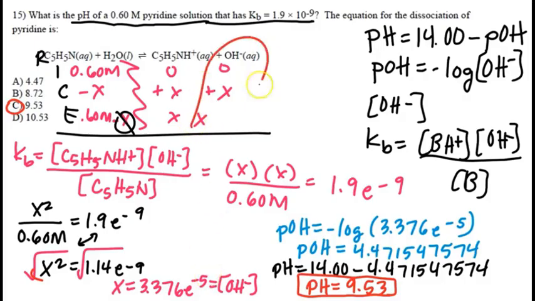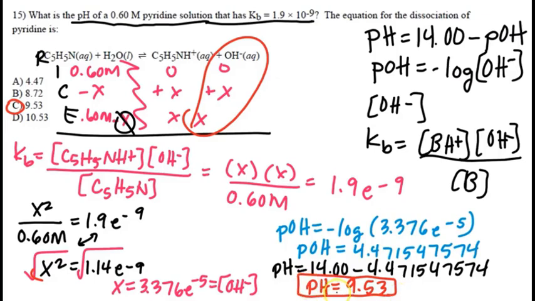I know that X value is going to equal my OH minus concentration. Now that I have my OH minus concentration, I'm going to solve for pOH and then pH. pOH is equal to the negative log of the OH minus concentration, which we just solved for, 3.376 times 10 to the negative 5. When I take the negative log of this number, I get 4.4715. Now, in order to find the pH, I'm going to take 14.00 minus my pOH value. So that's 14.00 minus 4.4715, and I get pH equal to 9.53.